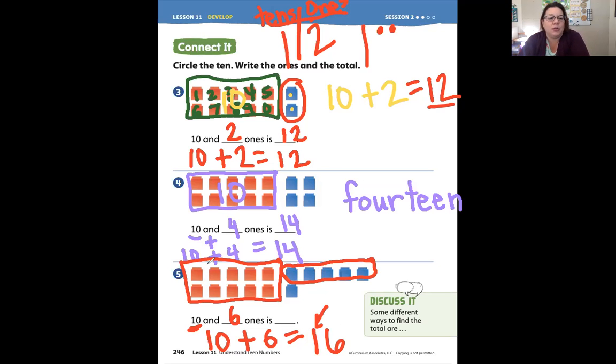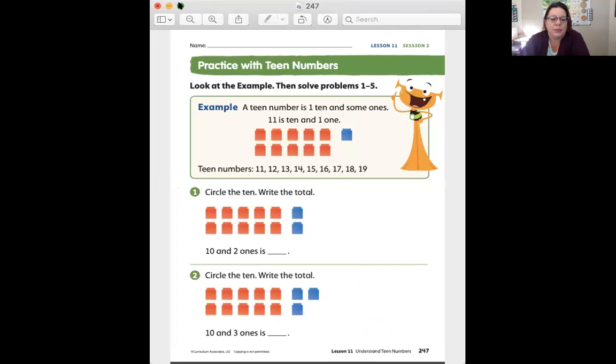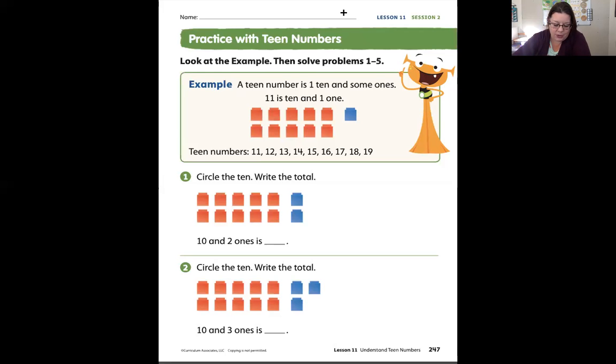All right, so I'm going to do a new share. I'm going to get out of that page. Oops. I'm going to get my mouse, clear the drawings, and we are going to move to page 247. Okay, so here we go. It says, practice the teen numbers. Look at the example, then solve problems 1 through 5.